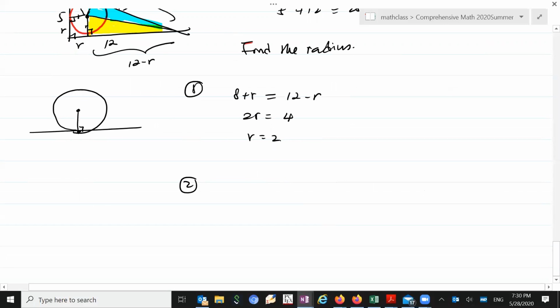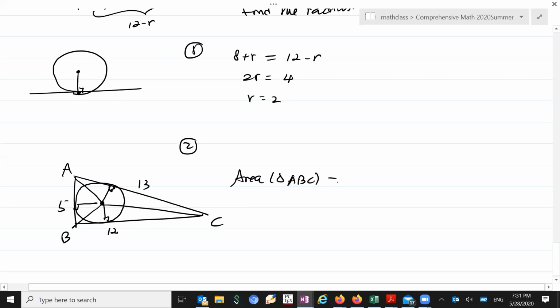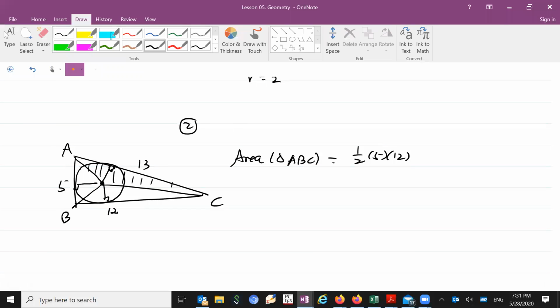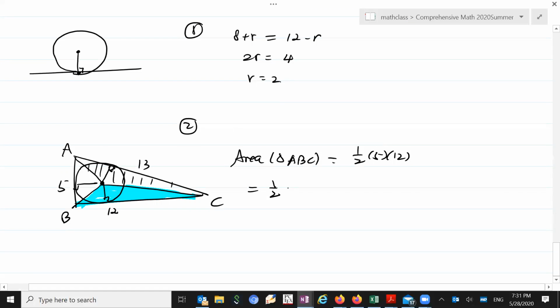Second method. The second method is the one I really want you to know. You have a right triangle, right? Here's 5, here's 12, here's 13. I use the area of the triangle. If this is ABC, ABC equals half of 5 times 12, right? But I can also find the area of these three triangles. They all have the same height, which is the radius. So it's half of 12 times r, half of 13 times r, half of 5 times r.